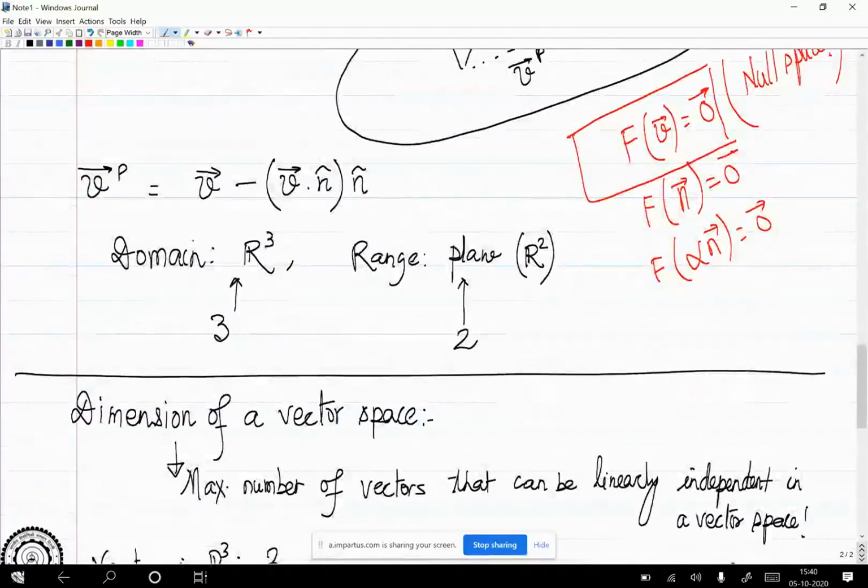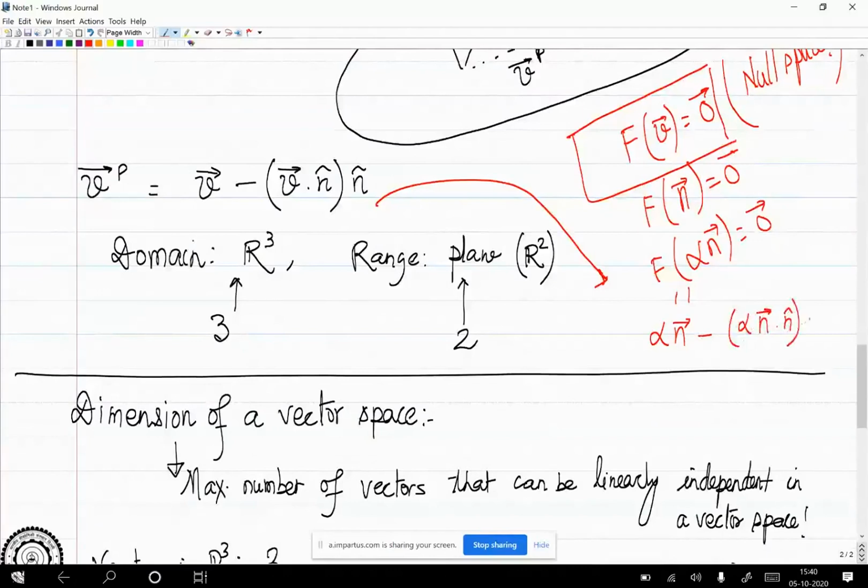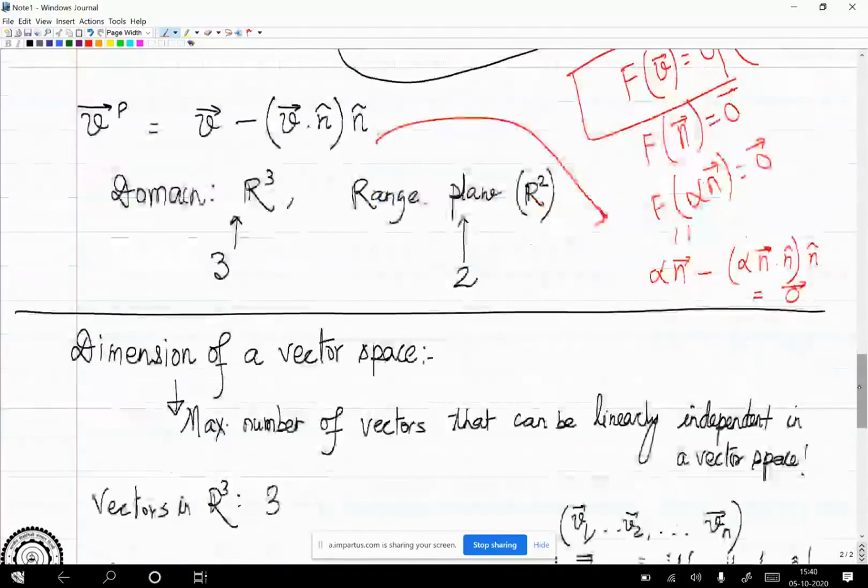Yes. You can also show it by applying this formula here. So f of alpha n will be what? This will be alpha times n minus alpha into n dot n into n. Correct? And n dot n is 1, so alpha n minus alpha n, which becomes equal to 0. So that's the example for the projection linear transformation. Yes, exactly. All right.